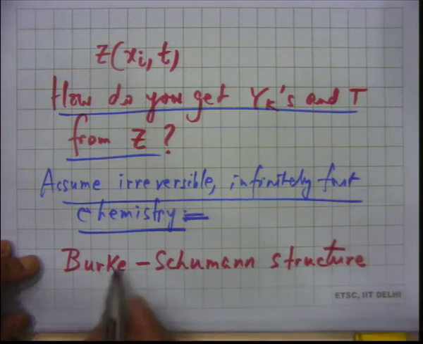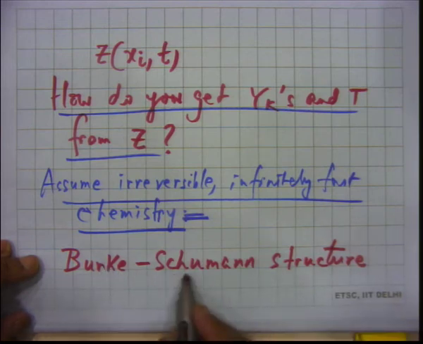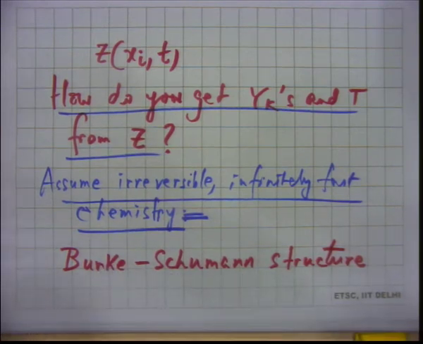So, this was given by two people, Burke and Schumann, probably in the 1920s, I do not remember very well, but a long time back. This was one of the early solutions of combustion. There were no real computers to speak of in those days, so this was all analytical work.